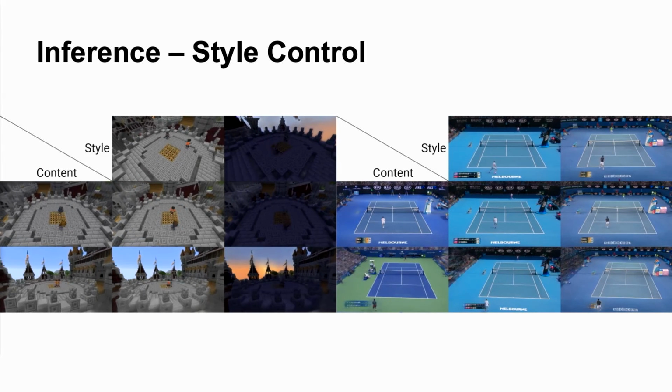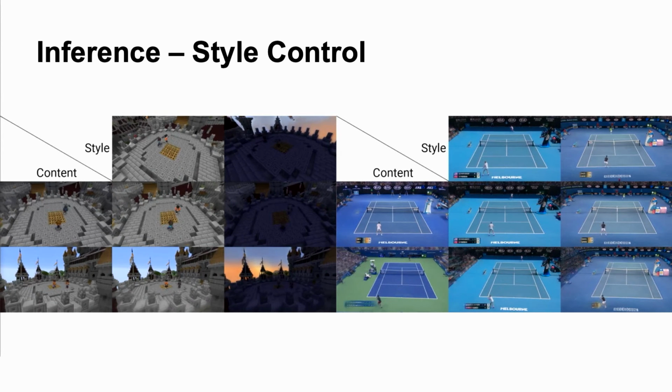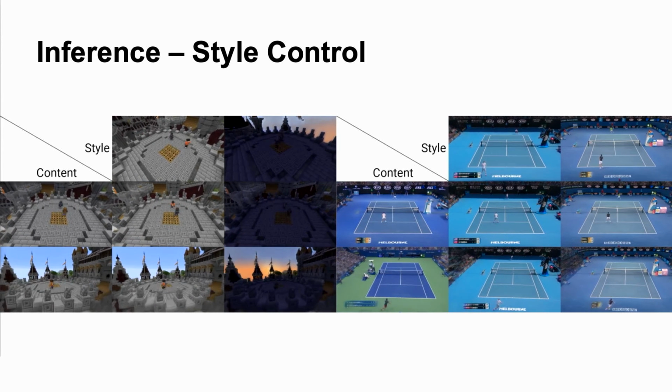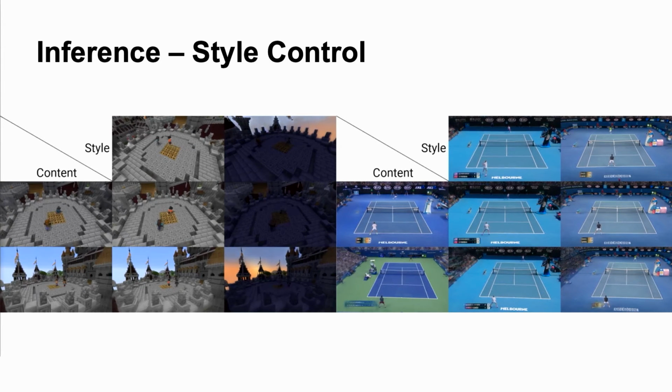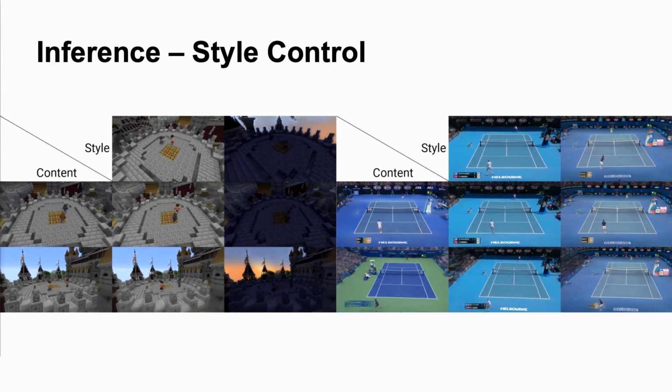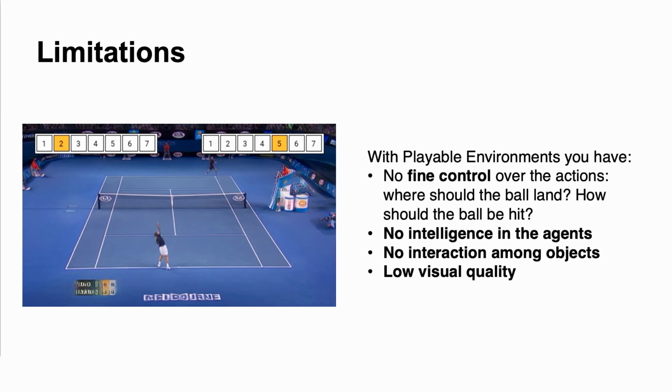And we can also change the style. So given the content on the row, we can apply the style that is indicated in the column for both data sets. Of course, we are never satisfied. And so we had the 3rd version of the model. And the 3rd version of the model is something that at this point, to me, is really exciting.